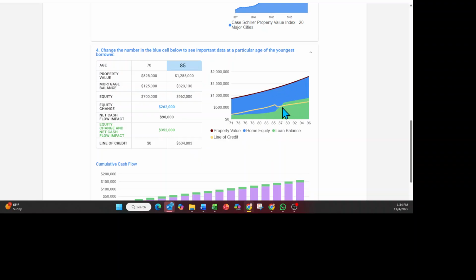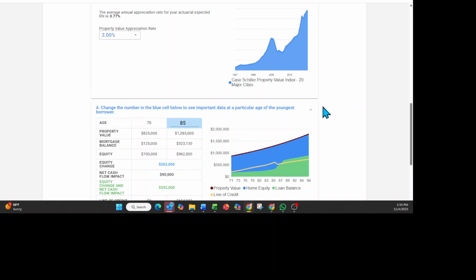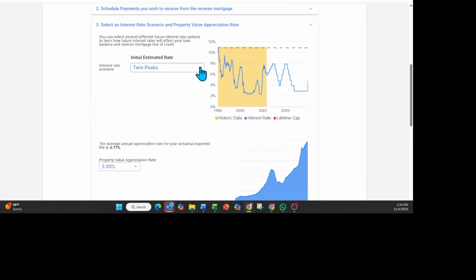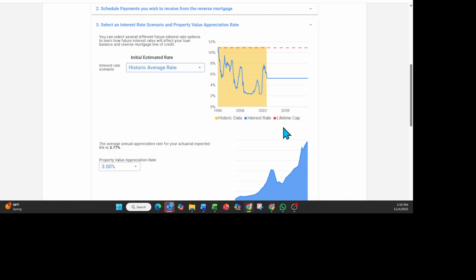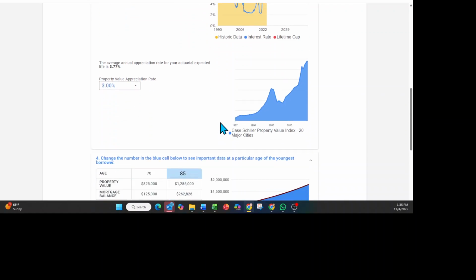Trying to remember what this chart looks like here, and I'm going to change it back to the average rate, and we're going to scroll back down and you see the chart change. A little more equity here because the historic average is a little bit lower than that aggressive Twin Peaks. And the last one to look at is the property value appreciation rate.